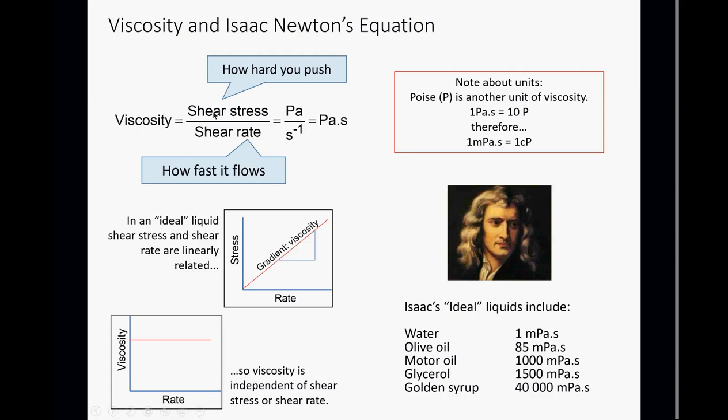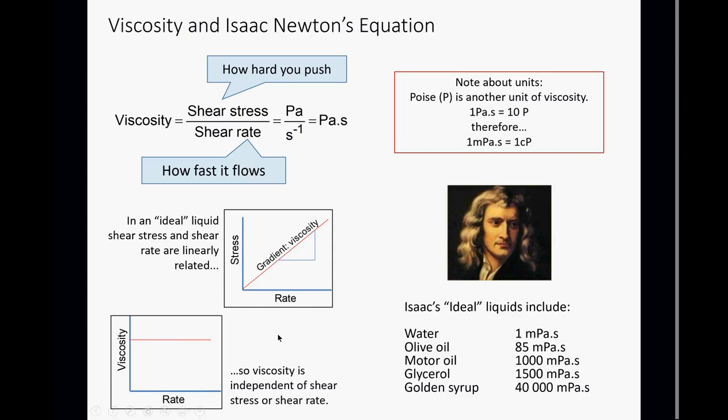And so the resistance to flow is basically the ratio of the shear stress to the shear rate. So it's the ratio of how hard you push to how fast the material flows. And this is Isaac Newton's famous equation here. Now, Isaac Newton noticed that some materials exhibit a linear relationship between shear stress and shear rate. If you double how hard you push, you get twice the flow rate, twice the shear rate. So that means that the viscosity is just a constant value.